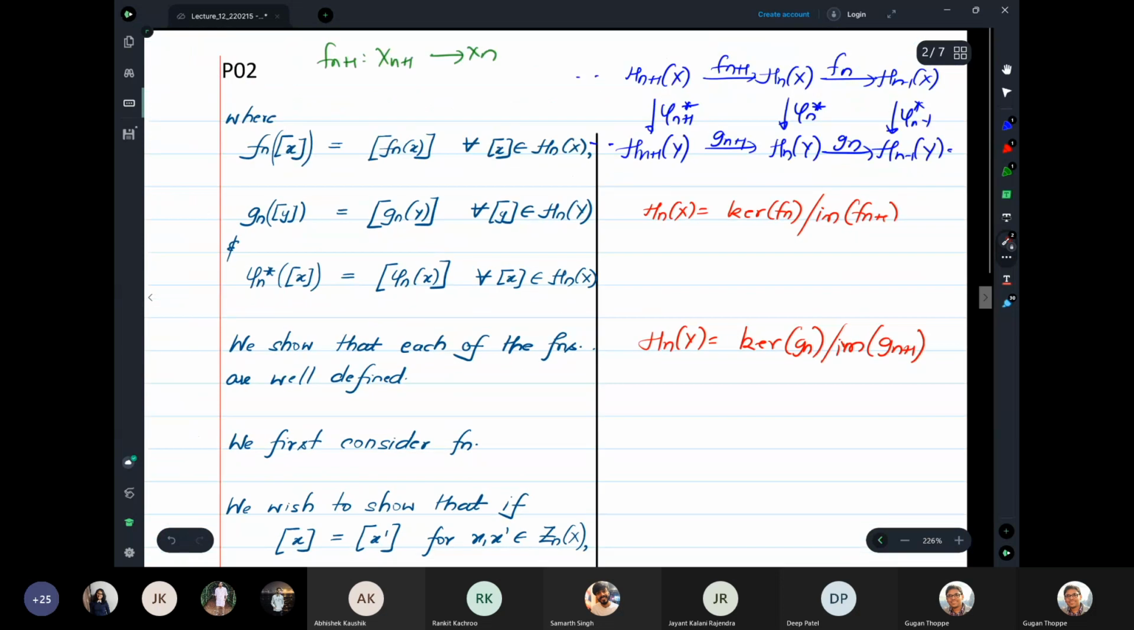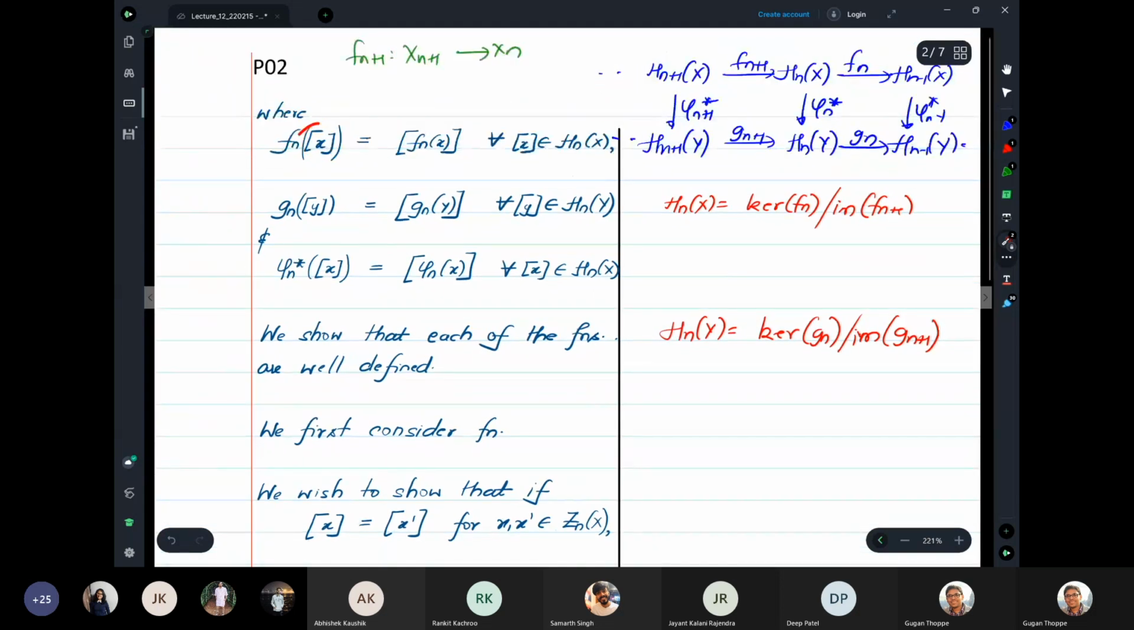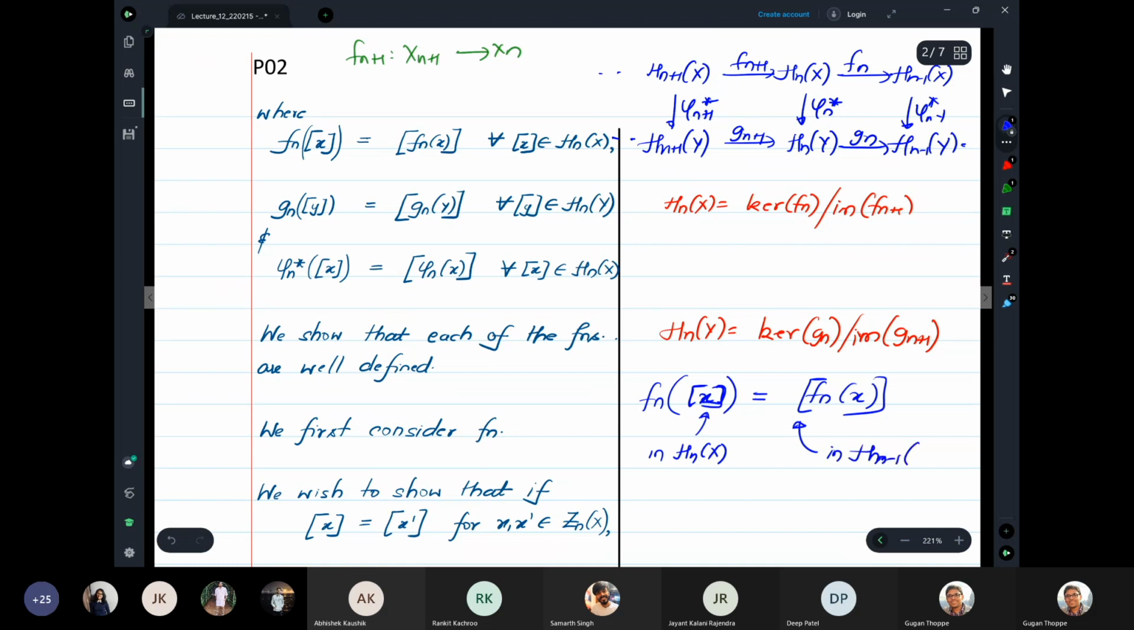So what we are saying is that you take some equivalence class in this hn of x. Okay, so let's say that equivalence class is x. And now how to apply this fn to this equivalence class of x? So my claim is that the way you have to define this is you first apply fn to x and take its equivalence class, right? So this equivalence class is in hn of x. This equivalence class is in hn minus 1 of x, right? So let us first complete the definitions and then we will make sure these definitions make sense.